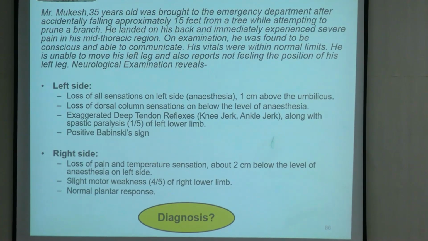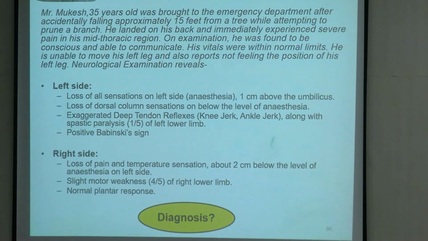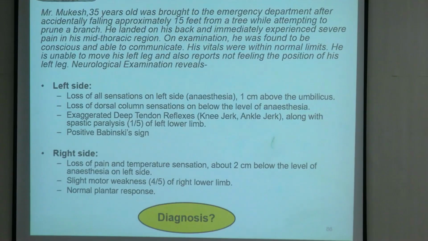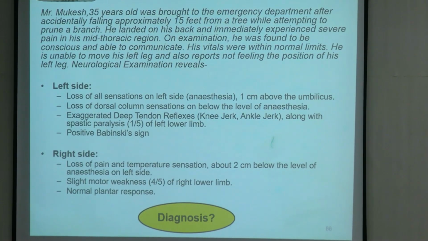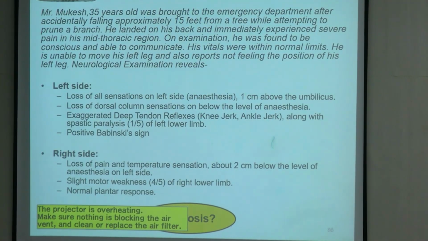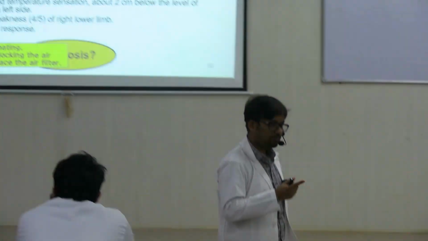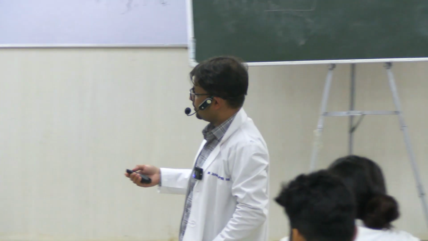When you do examination, you find that vitals are within normal limits, but he is unable to move his left leg, right? He also reports that he is not able to feel the position of the left leg. So both things are affected. Sensory affliction is there, position sense is affected. Motor is also affected, he is not able to move his left leg.